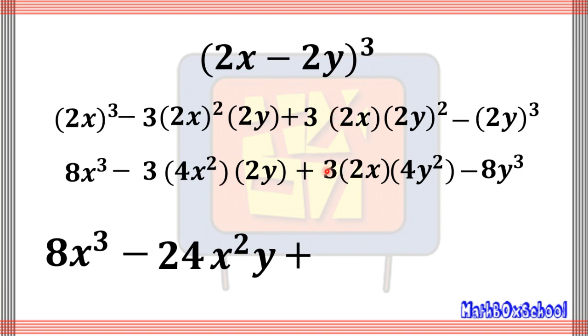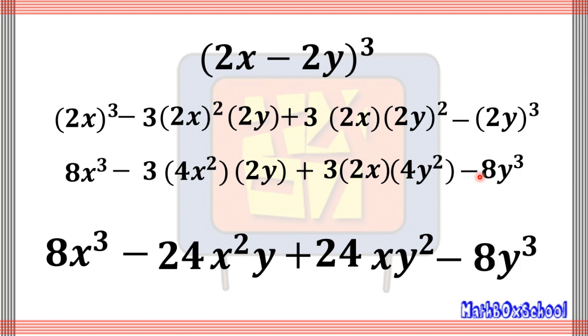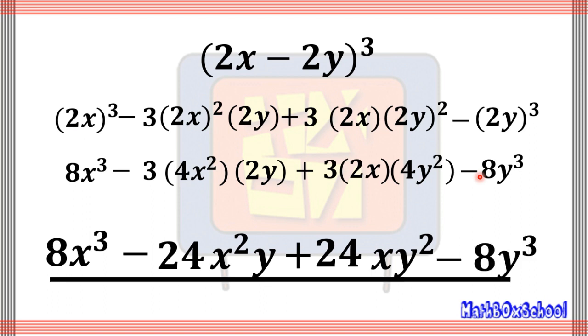Plus, so same din dito, i-multiply natin. 3 times 2, 6. 6 times 4 is 24. 24. Then, x times y squared is xy squared. Okay, then copy minus 8y cubed. So, the answer will be 8x cubed minus 24x squared y plus 24xy squared minus 8y cubed.